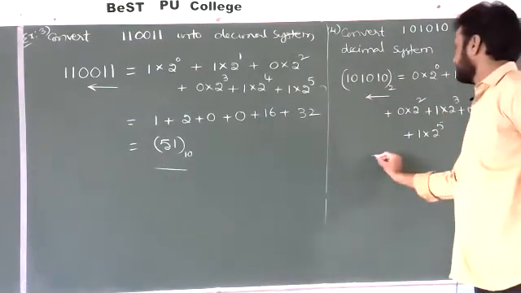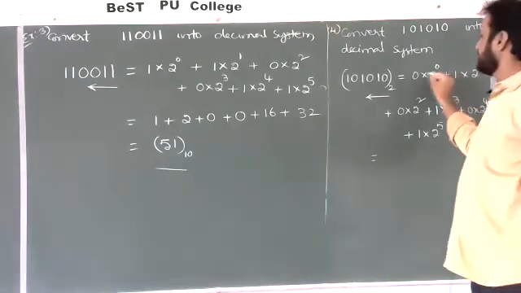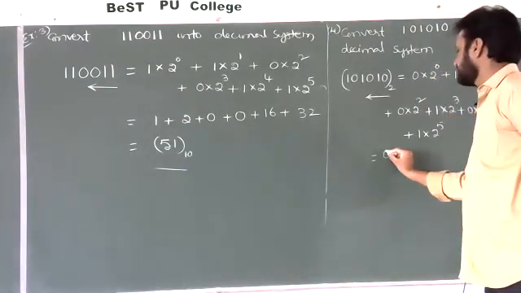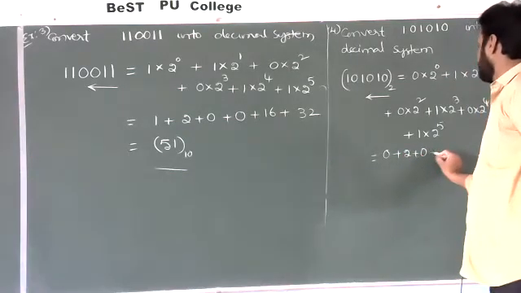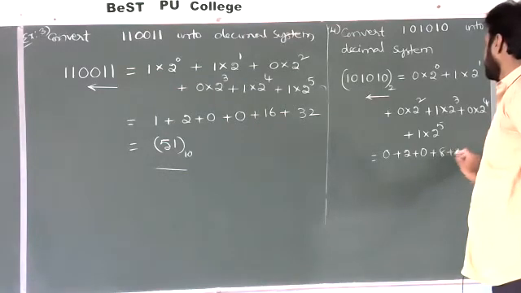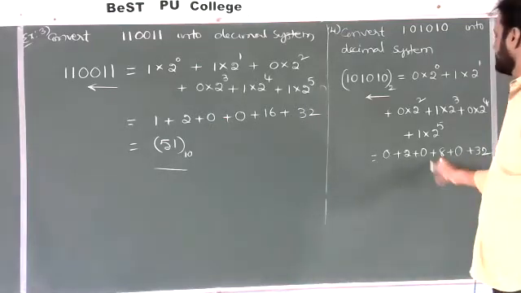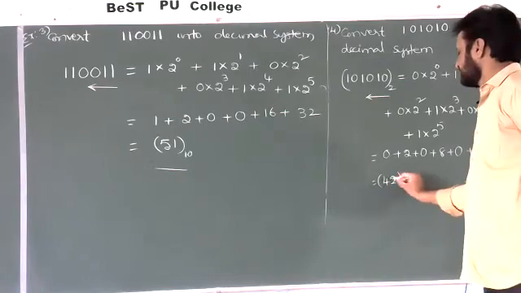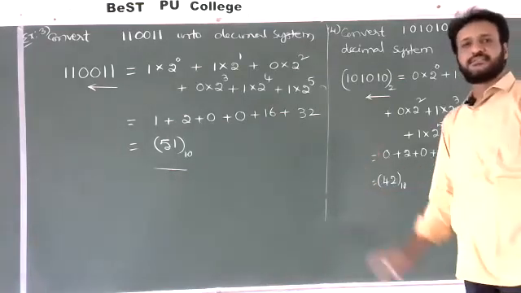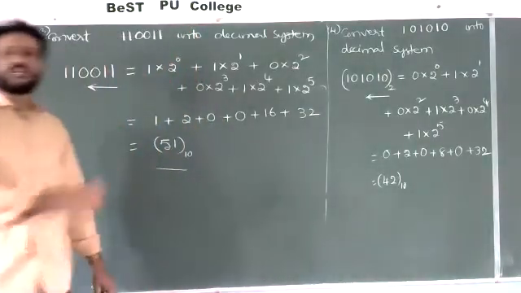Now simplify it. Here 2 power 0 is equal to 1, but 0 into anything is equal to 0. First digit 0, plus second one 2, third digit 0, fourth digit 8, fifth digit 0, and sixth digit 32. 32 plus 8 is 40, 40 plus 2 is equal to 42. So that is in decimal system. Any number given should be written like this.